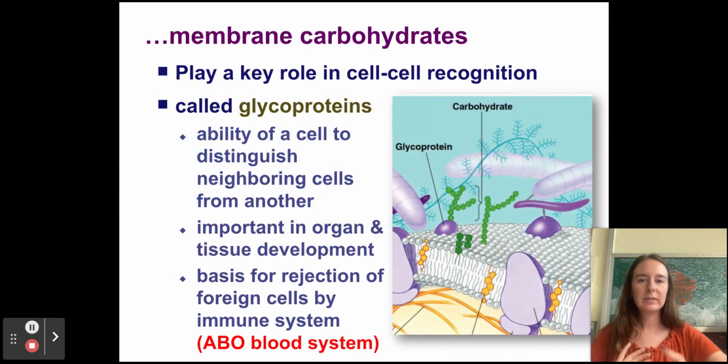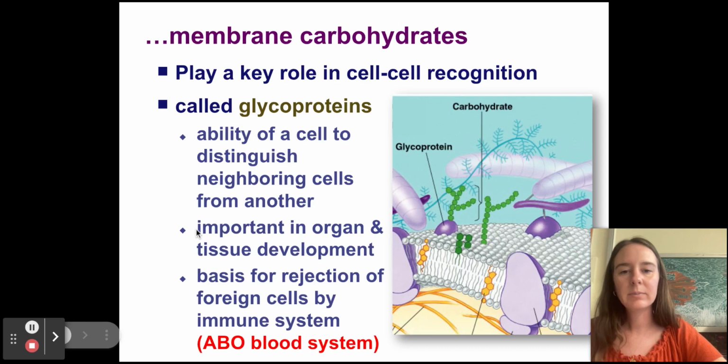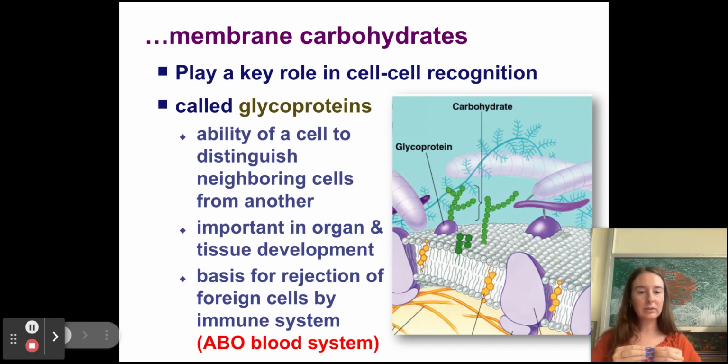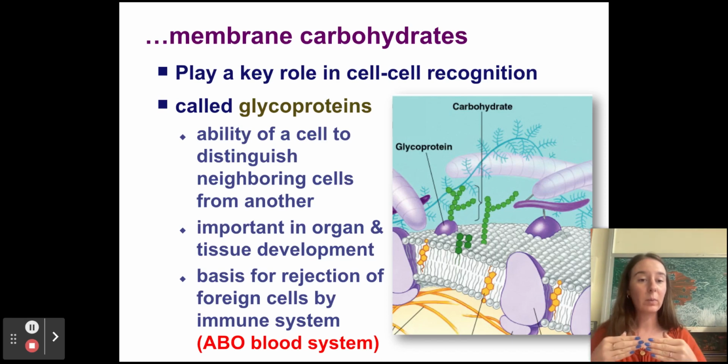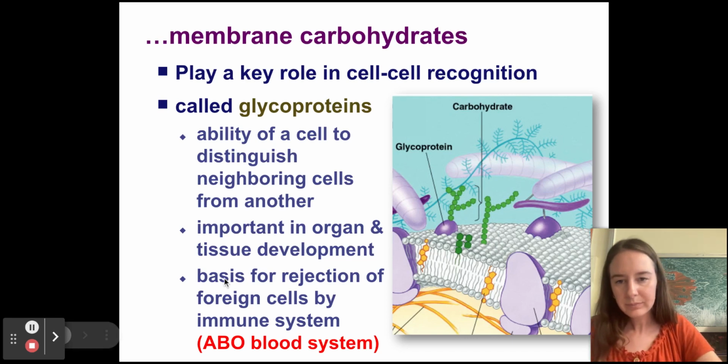Okay, so we just talked about this a little bit, but we talked about these carbohydrates that are found within the cell membrane. We call them glycoproteins. And again, this is how one cell is able to kind of recognize its neighboring cell. This is important in organ and tissue development because your tissues have cells that are really, really close together and they need to communicate with each other. And so these carbohydrates will help keep these cells kind of aware of who's next to them.